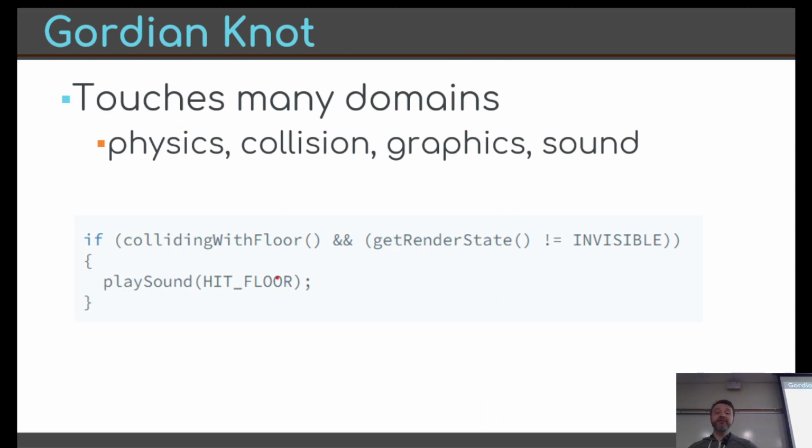Also, we have some Gordian knot issues going on here. Bjorn touches many domains: physics, collision, graphics, sound. Right, so if colliding with floor and get render state invisible, place down hit floor. How many different subsystems is this if statement plus its one-line body touching? How many dependencies on various large portions of our code base does this simple statement have?